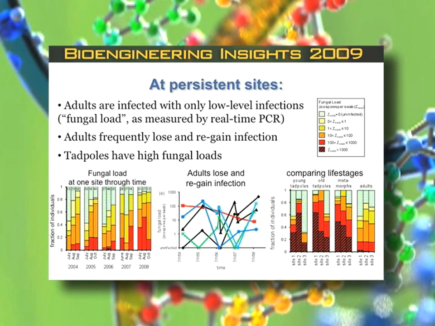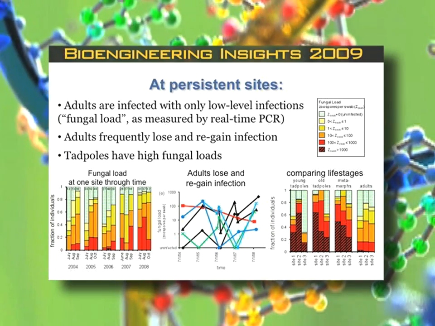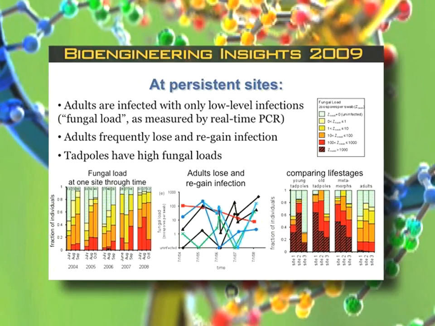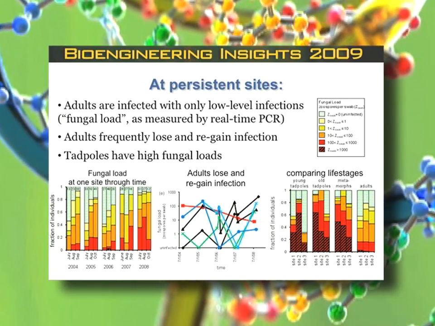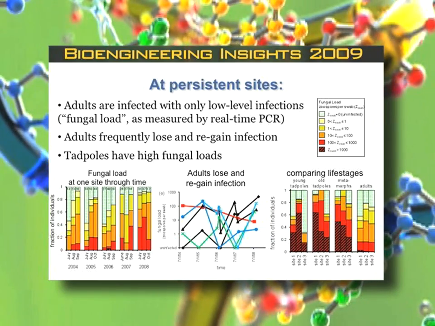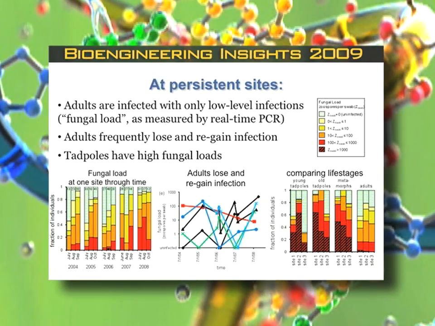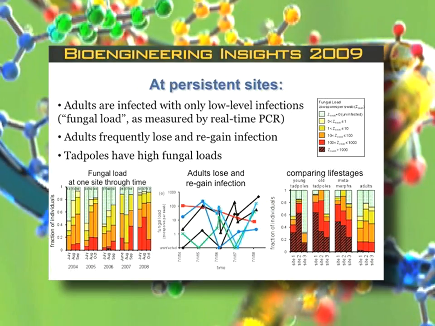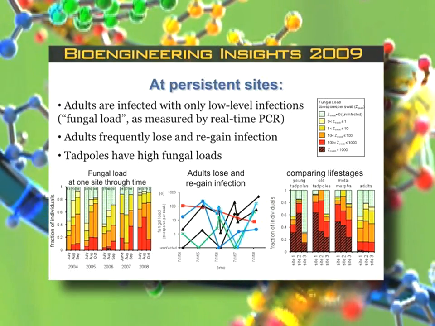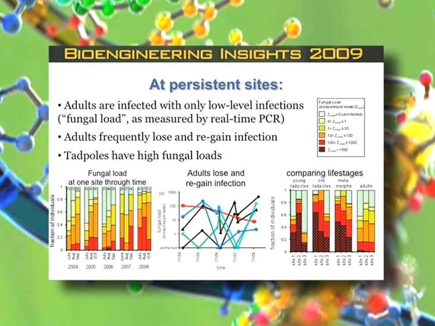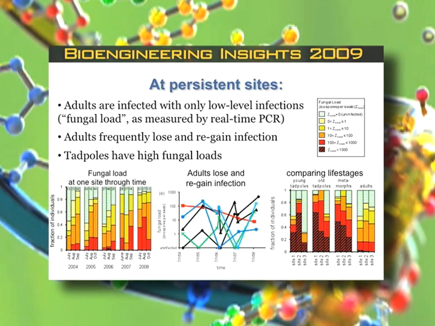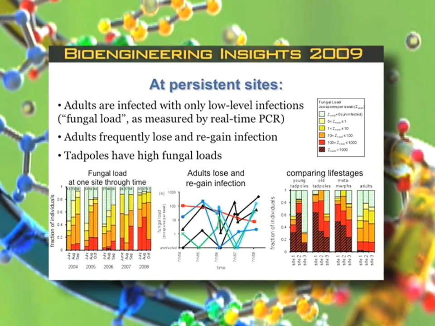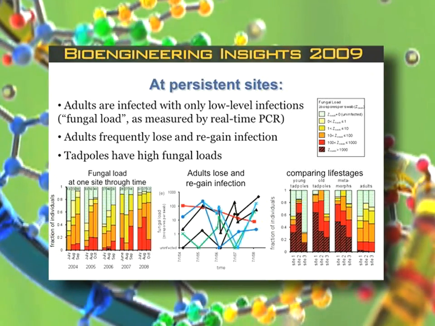So what's going on? At these persistent sites, it turns out that the adults are infected with only very low levels of infection, what we're calling low fungal load, as measured by the real-time PCR. And the graph on the right shows the fungal load through time at one of the sites. The key to these two graphs is up here. Basically, the light greenish colors are uninfected. The light colors are very, very low levels of infection. And as we get to the red ones, we're getting relatively high infections. And these loads are really quite low compared to what we're seeing during die-offs.